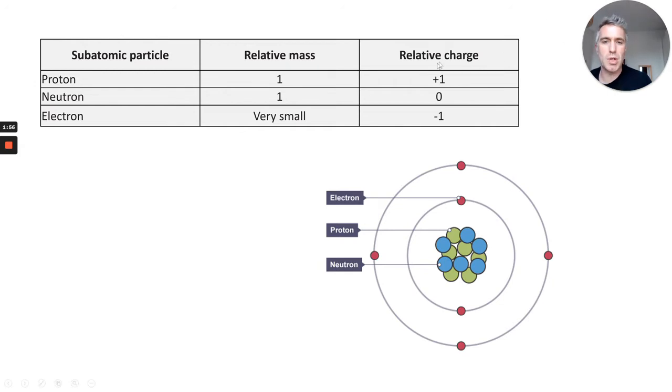The charge of a proton is +1, proton positive. Charge of a neutron is neutral, no charge. And charge of an electron is negative, -1. Hopefully you got those. They're important parts of what we're doing today.